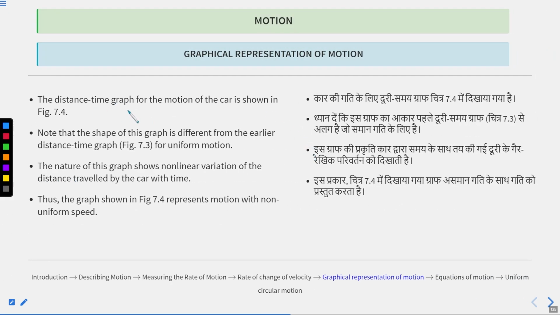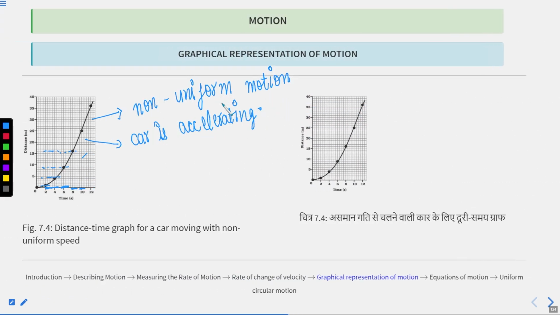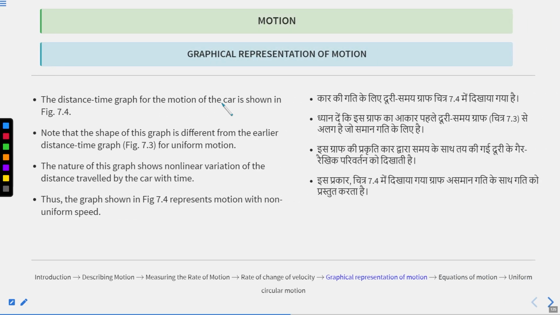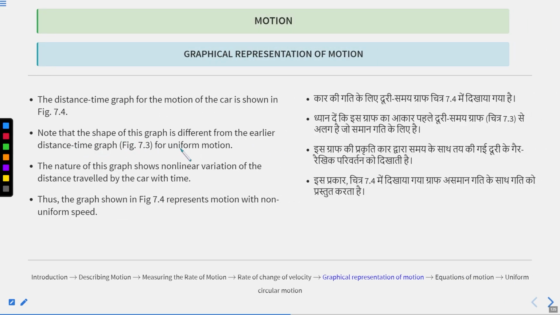This is the distance-time graph of the motion of the car, which is shown in this figure. Note that the shape of this graph is different from the earlier distance-time graph. In the earlier distance-time graph, the shape was a straight line. In this curve, the shape is a little bit curved. It means that the previous curve was of uniform motion and this curve is of non-uniform motion.